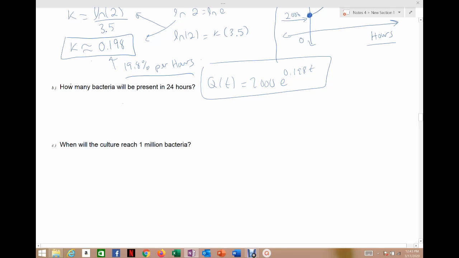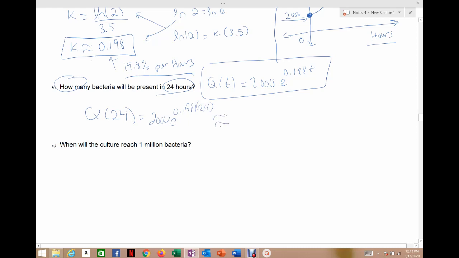Alright, so part B. How many bacteria in 24 hours? So let's just take our bacteria equation and plug in 24. So again, just make sure you're careful when you plug that value in. And I don't know why I wrote 25. Should be 24, right? 24 hours. So when you go to type it in the calculator, type in 24 into the calculator.